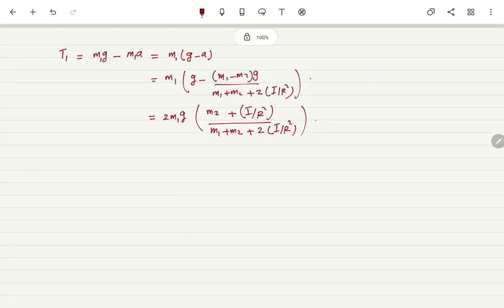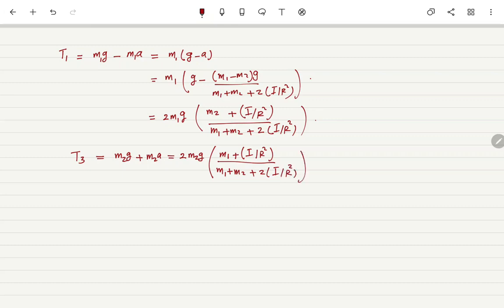Now same procedure to find T3. In this case, T3 equals M2G plus M2A, equal to 2M2G times (M1 plus I over R square) divided by (M1 plus M2 plus 2I over R square).